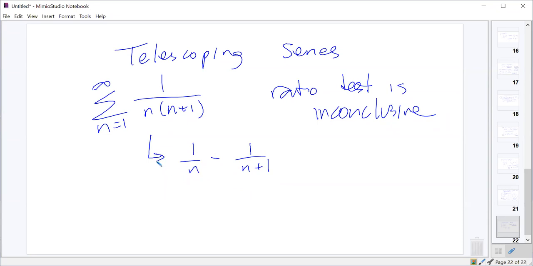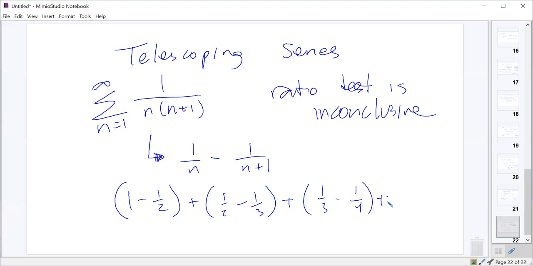So this becomes this series, and if we look at the terms of this, the terms look like 1 minus a half, plus, when I plug in 2, a half minus a third, when I plug in 3, a third minus a fourth, and so on. And we would note that this is why they call it a telescoping series, like those old school telescopes that collapse in on themselves. The negative a half and the positive half cancel, and the negative a third and the positive a third cancel, and the negative fourth and the positive a fourth cancel, and so on.